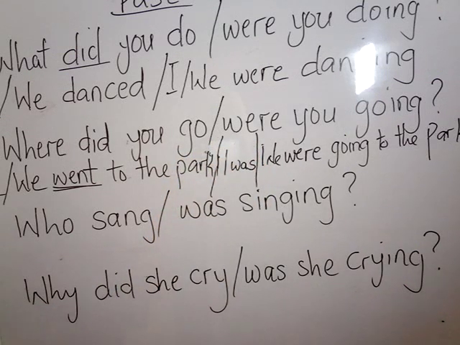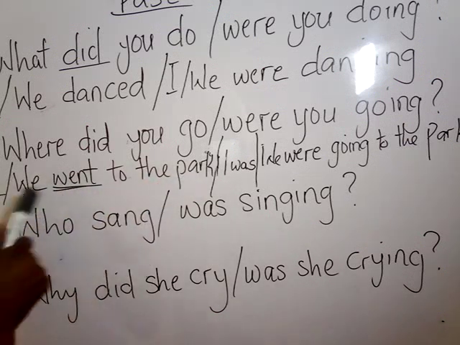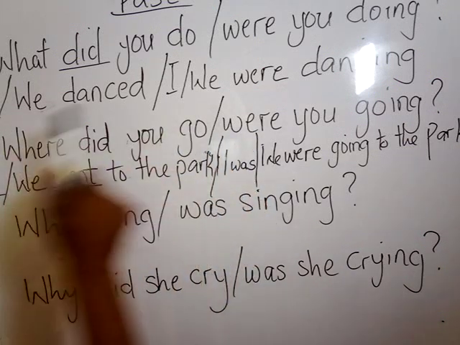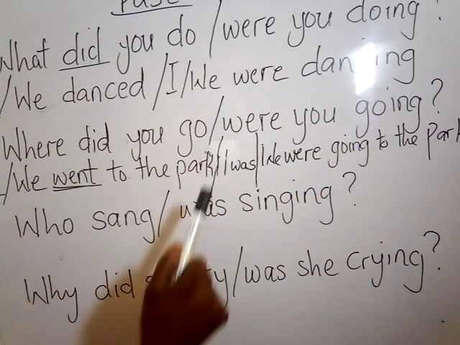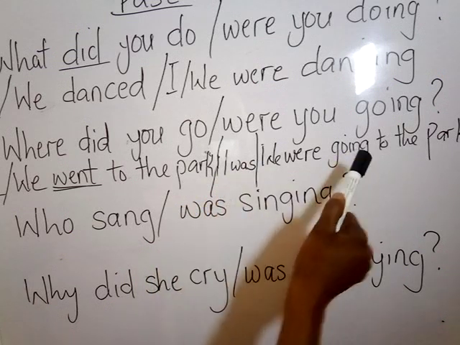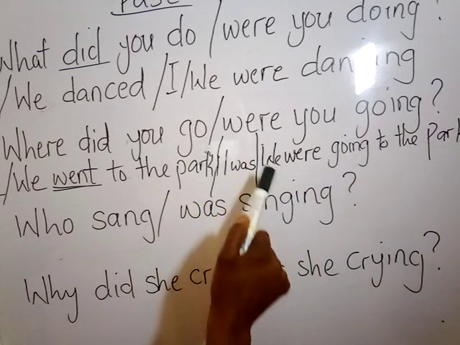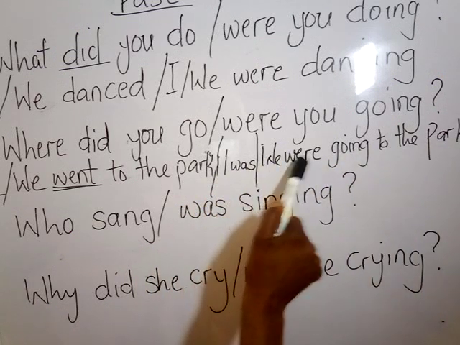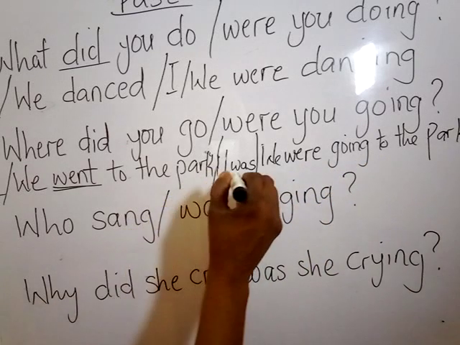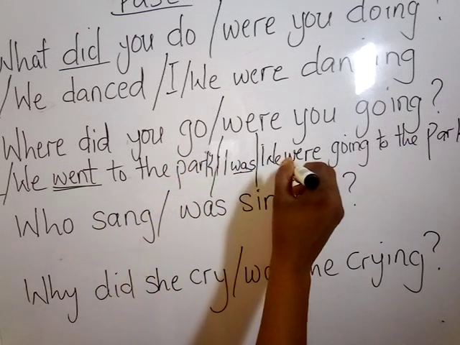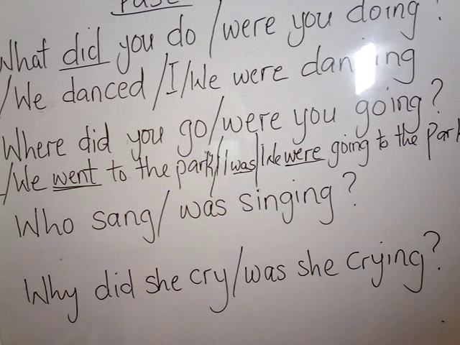The question says, where did you go? So the response is, I went to the park, or we went to the park. Now for the second part, it says, where were you going? The response will be, I was going to the park, or we were going to the park. Okay? Because was is for singular, one person, while were is for plural, more than one. So you can't use one for the two of them.